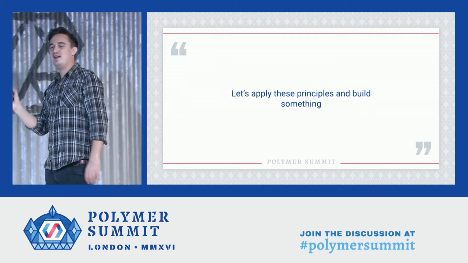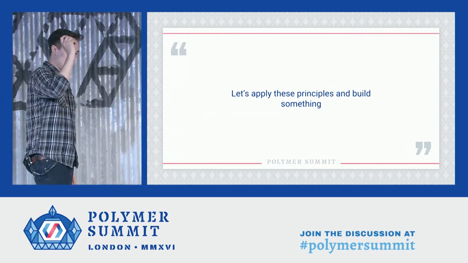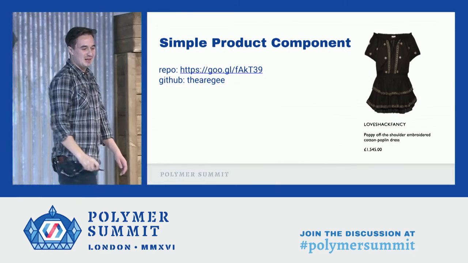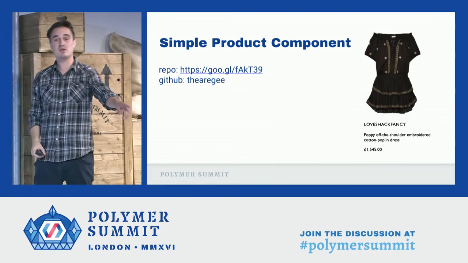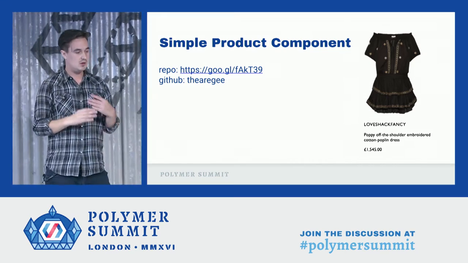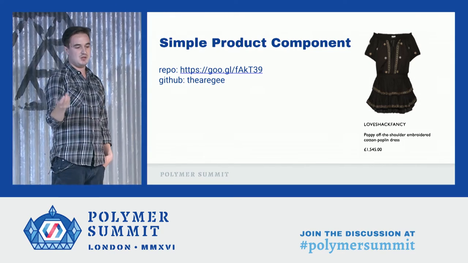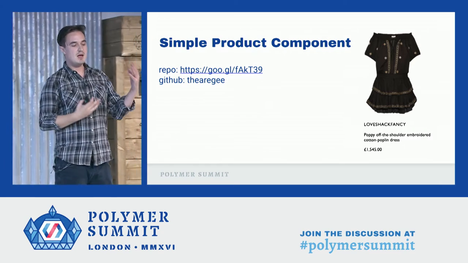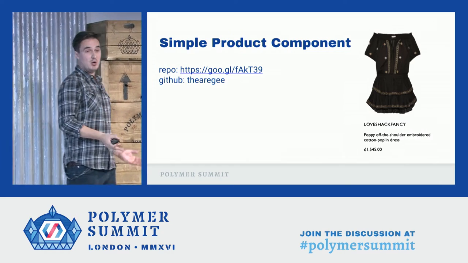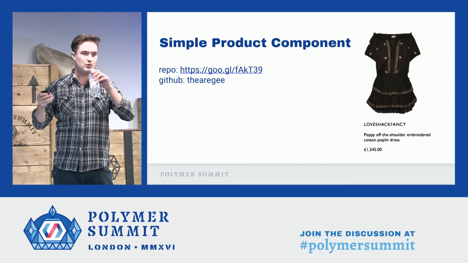I am nowhere near brave enough to do this in front of you. So in Blue Peter style, here's one I built earlier. And this repo is available and open. So if anyone wants to check this out and apply this work that I've done, feel free. The repo's there. My GitHub is the RG, so you can get it. So we're going to build a simple product component. It's the Net-a-Porter one I showed, but we've just removed a few parts.